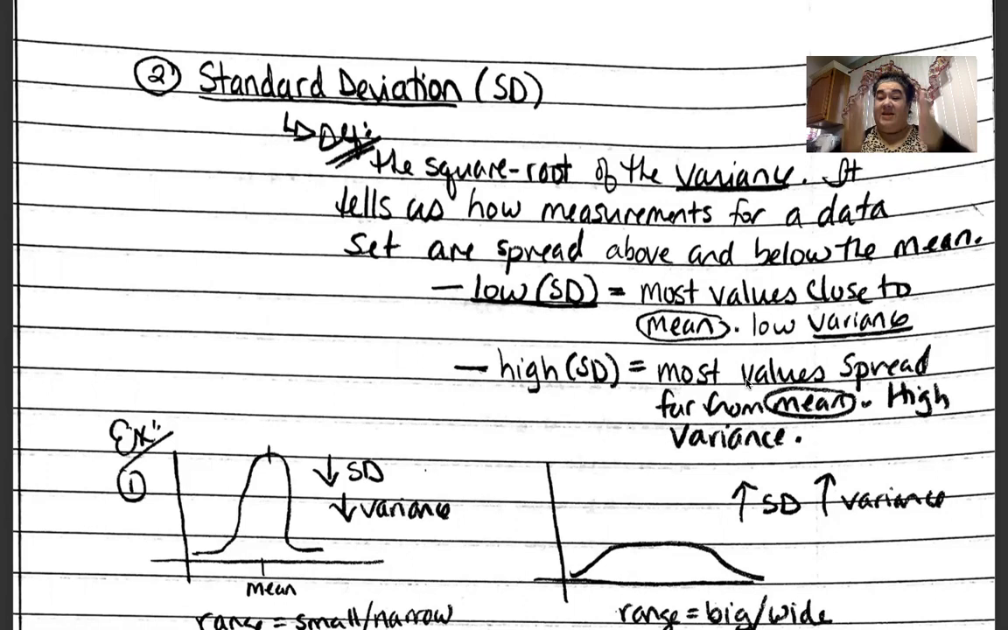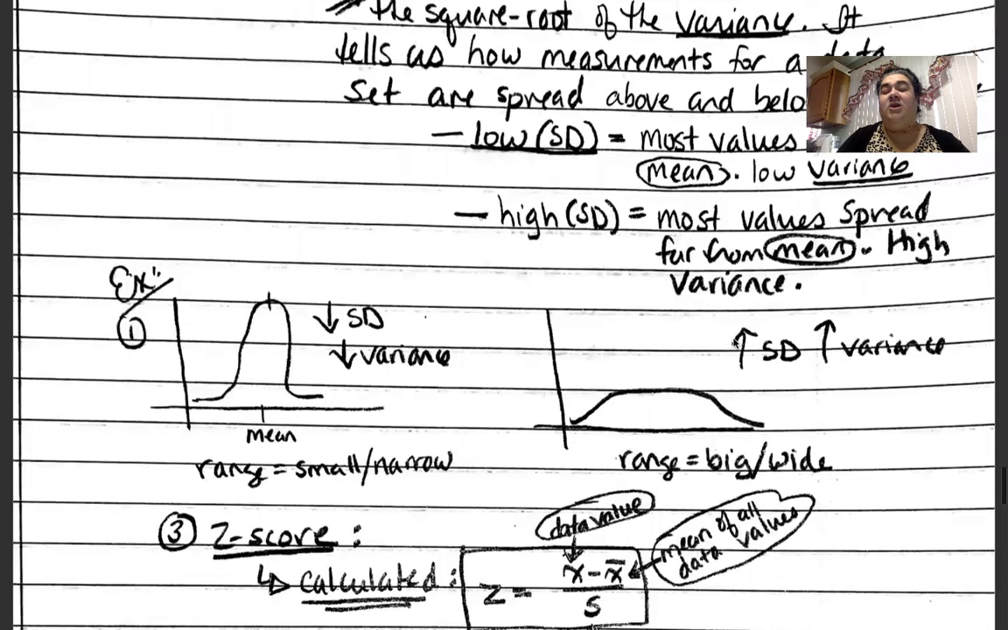That means you have a high variance score, and that means that you have a large dispersion or a big range, meaning that your data values are all over the place, and you have a lot of values that are very far above and very far below that measure of central tendency, okay? The best way to look at it is to think of it as a graph.